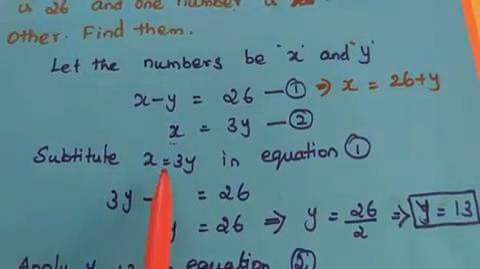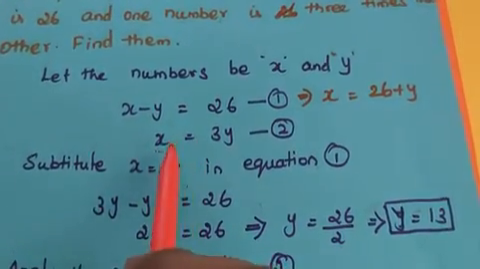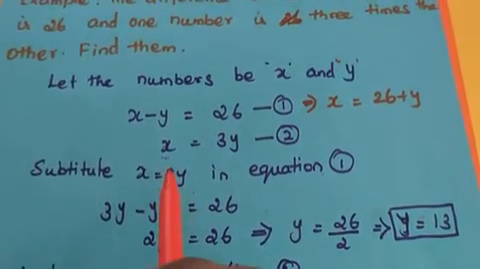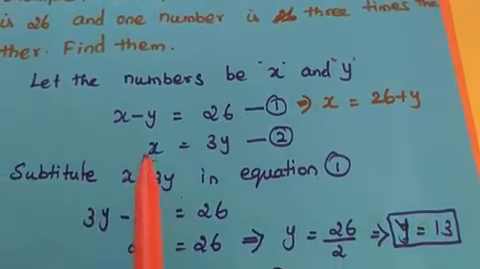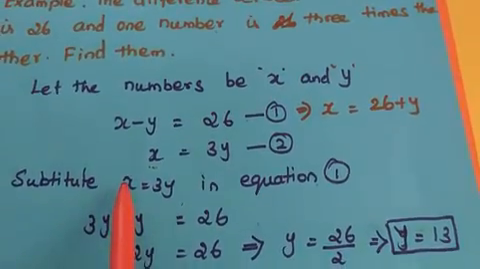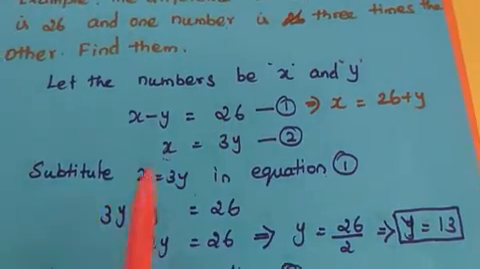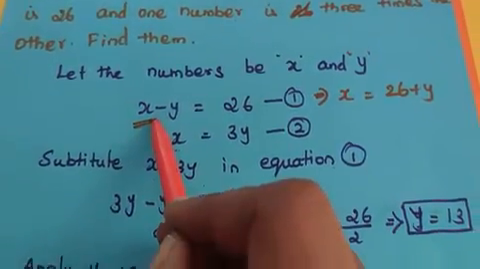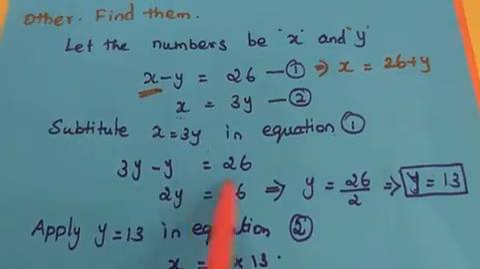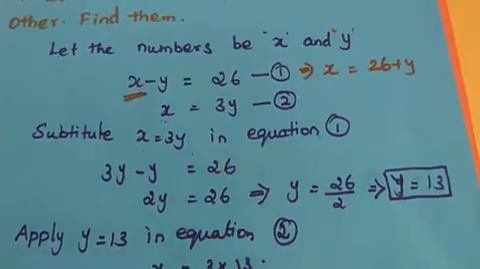That is, substitute x equals 3y in equation 1. Equation 1 is this. Whenever we express x in terms of y or y in terms of x, we substitute that value in the other equation, not in the same equation. Understood? So x equals 3y, this you have to substitute in the other equation. So x minus y equals 26. In place of x, if you apply x equals 3y, what it becomes? 3y minus y. Now the complete equation becomes one variable. Right? 3y minus y equals 26.